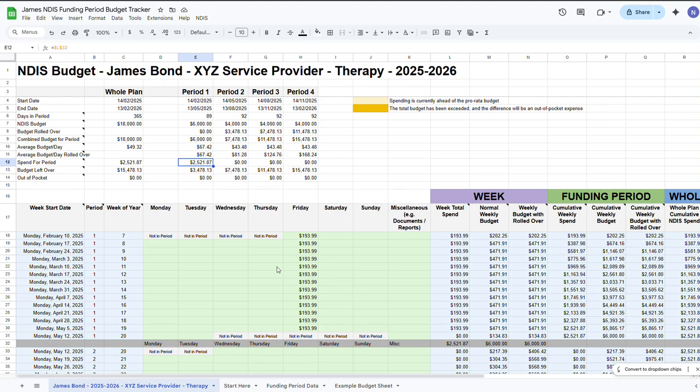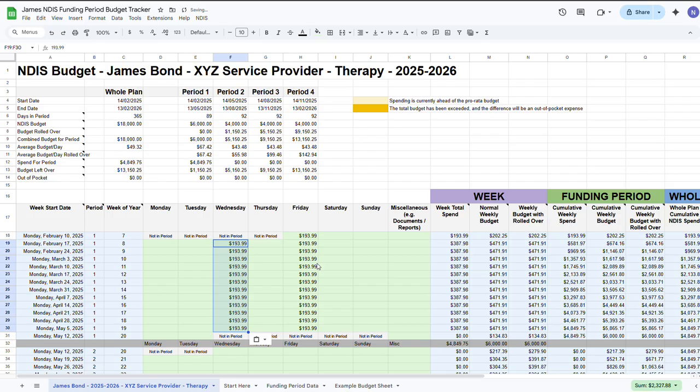So now I'm going to put in that I also have speech pathology, and I have that on a Wednesday. So I'm going to highlight the cells for Wednesday, and I'm going to paste in the $193.99 because that's what my provider charges me for my speech pathology. So now you'll see I've got my weekly spend, and in the first week, because I don't have a speech pathology, it's $193.99, and in most of the other weeks it comes to $387.98 because that's what I've spent for the entire week.